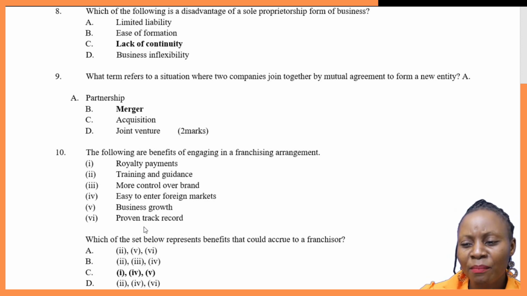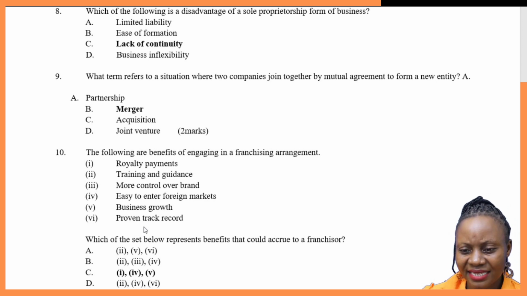So what are some of the benefits that this franchisor can get? Number one, he gets the royalty payments. It's not for free. You don't give the brand for free for someone to go and work with it for free. You have to pay a fee, which is the royalty payment.